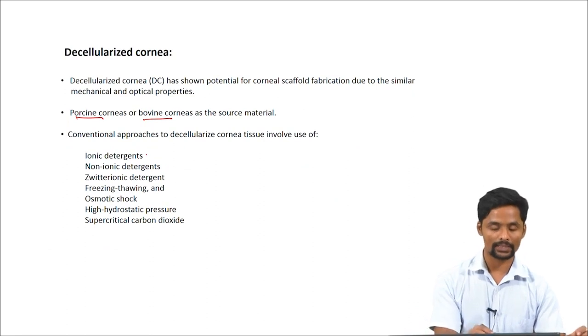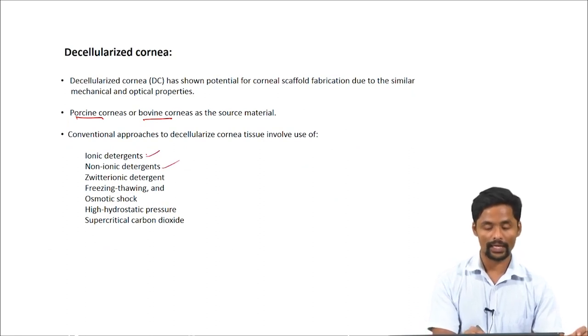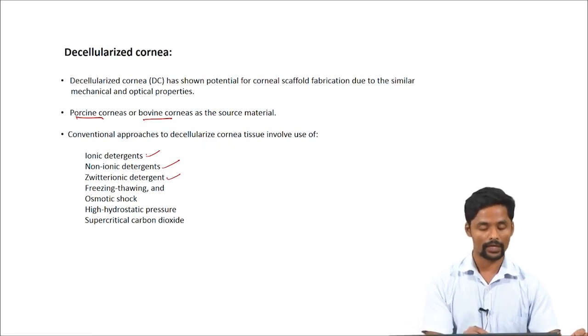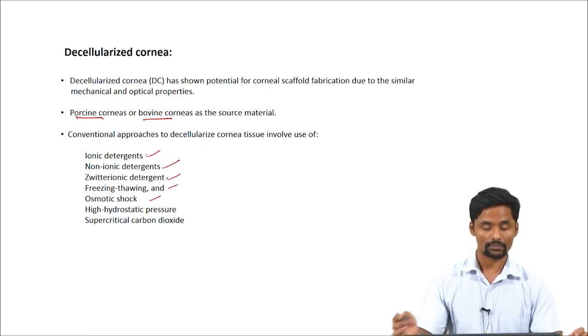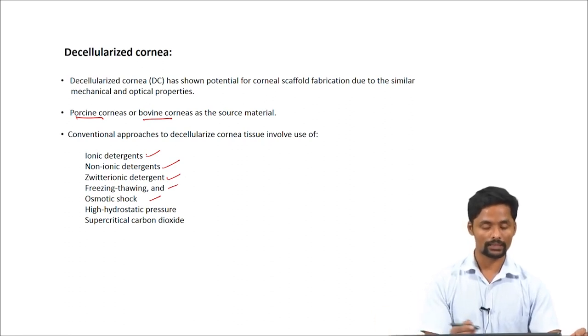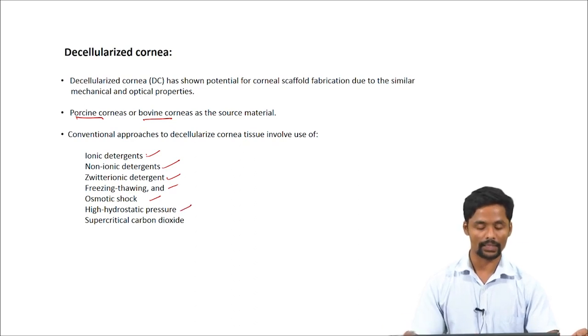They use various types of detergents like ionic detergents, non-ionic detergents, zwitterionic detergents, and freeze-thawing and osmotic shock. And apart from these techniques, recently they have tried to use high hydrostatic pressure and supercritical carbon dioxide.